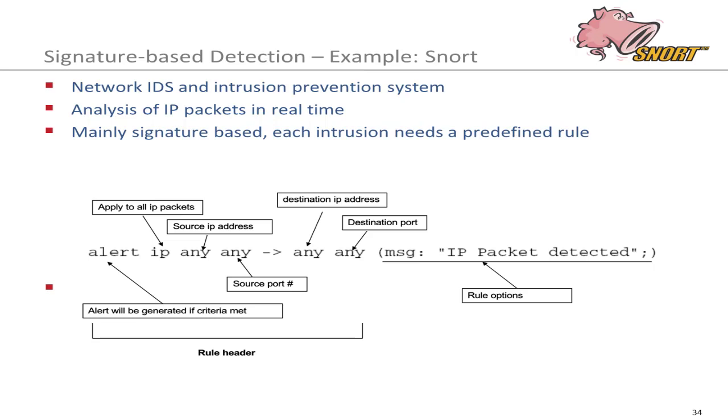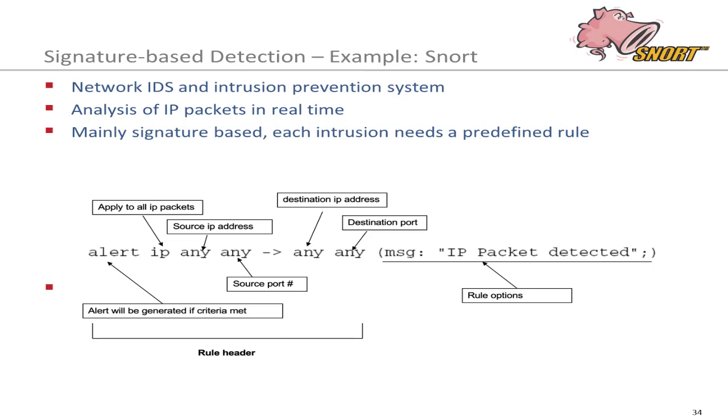All in all, it's both an IDS and an intrusion prevention system, so as a result of this rule, here it's just an alert, but you can also write a firewall rule and then block traffic. And the good thing is, because it's signature-based, it's very fast, and you can actually do it in real time. All these rules are very simple and built in a way that they can be easily checked on the packets that you receive, and this is why Snort can achieve real-time operation. Each intrusion needs a predefined rule, so if you have an attack that is not covered by a rule, then you don't see it. And this is the rule itself.